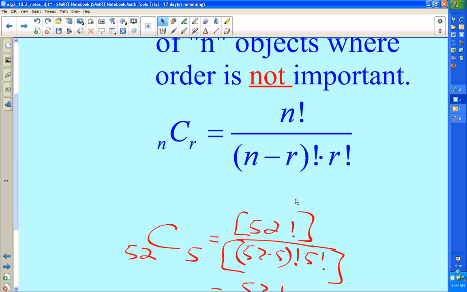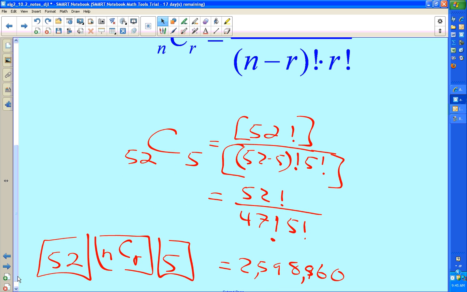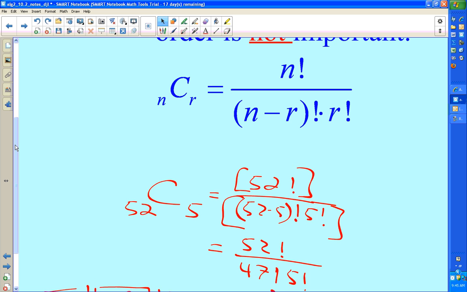In a lot of card games, poker for example, you get 5 cards dealt to you. If we wanted to know how many ways can you choose 5 cards from a deck of cards, how many ways can I deal you 5 cards? It's 52 combinations taken 5 at a time. This is nCr, not nPr, because we don't care which order you get the cards.